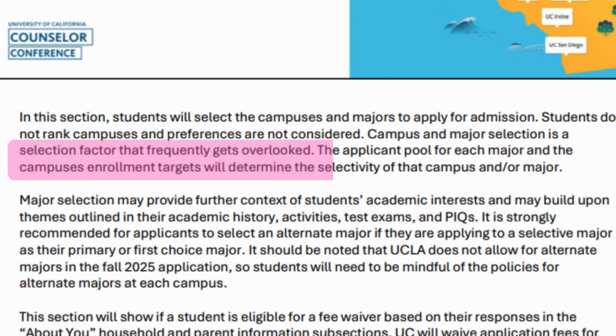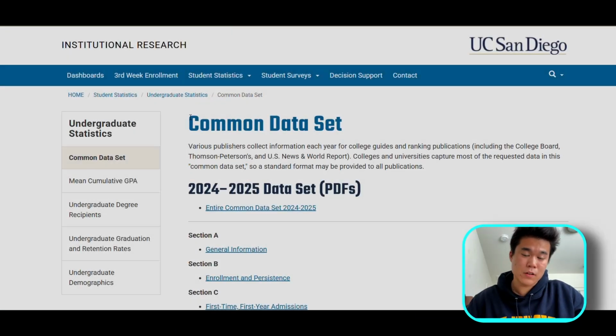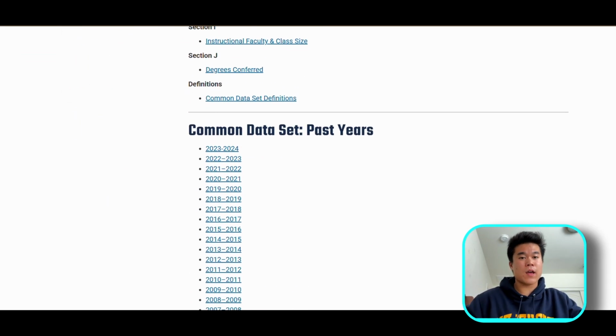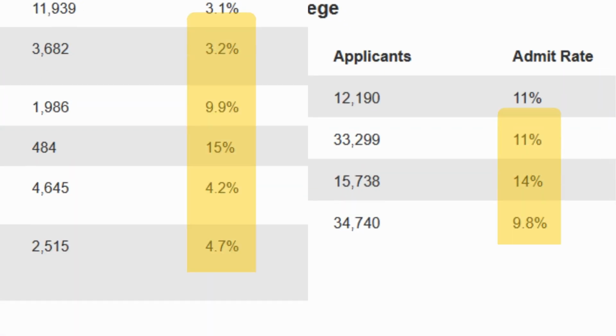The major part is more complicated. Since each school has strengths and weaknesses in terms of their programs, you can choose different majors for all of them, or you can choose similar or same majors for all of them. What I recommend is the latter, which is choosing similar majors for all of them, and I'll explain why later in the essay section of this video. Another thing you can take a look at is the common data set, as I said earlier, and then look at the acceptance rates by major, which can give you an idea of the acceptance rates, right?